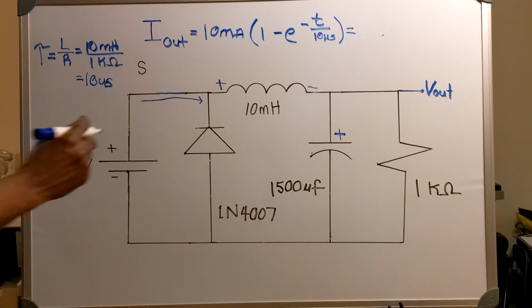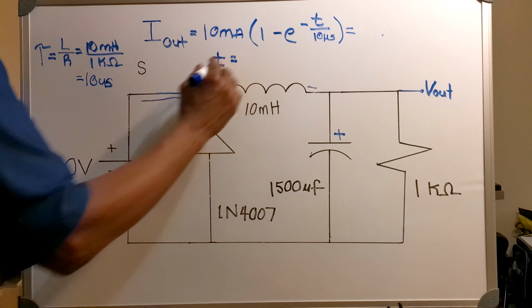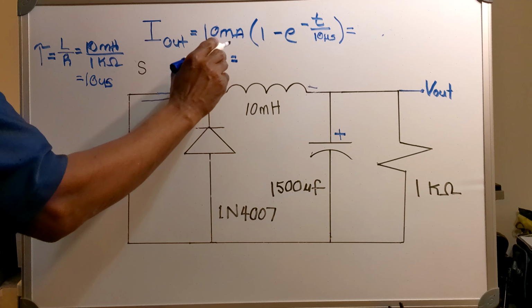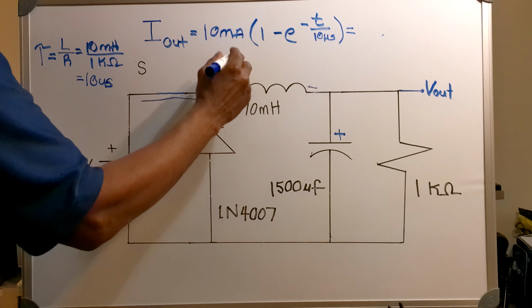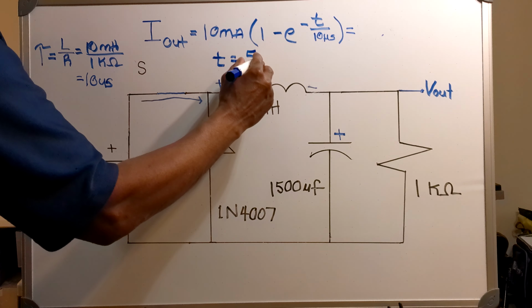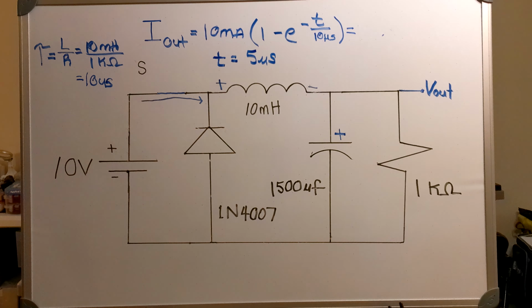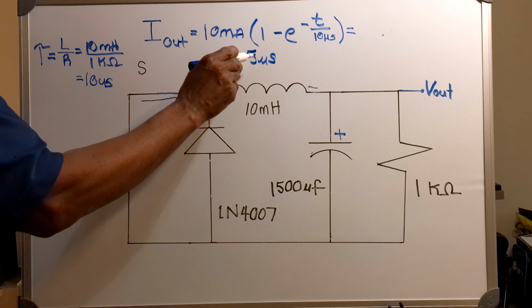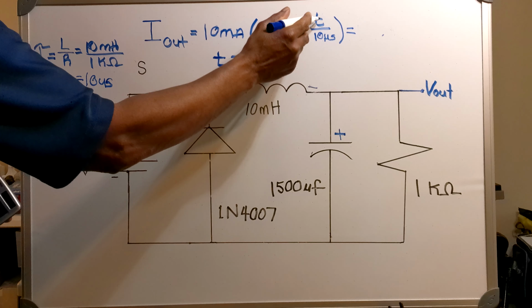Okay. Now, I want to know what my current is at t equals 5 microseconds. So what I do is I take 5 microseconds and I plug it in right here.